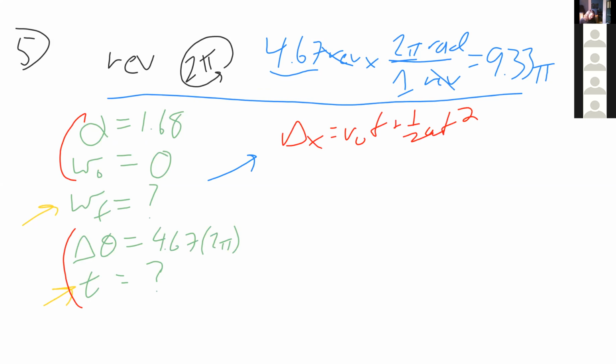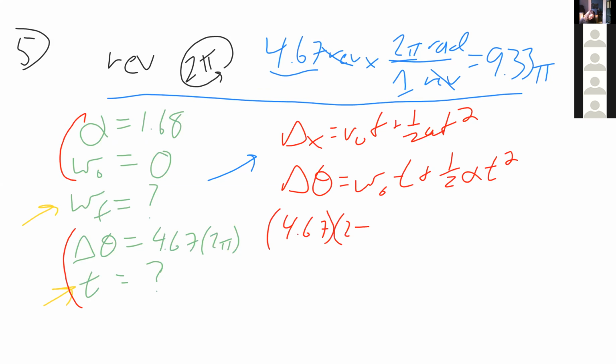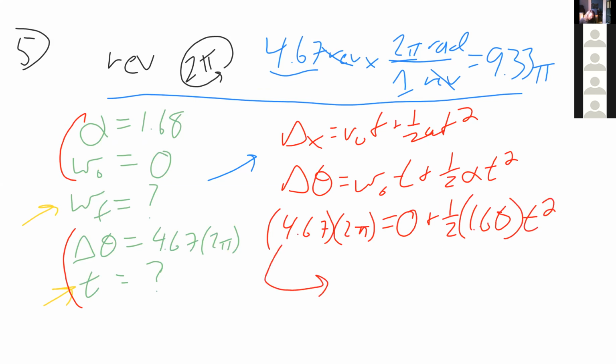Just go ahead and translate your quantities. That'll be delta theta is equal to omega initial times time plus 1/2 acceleration times time squared, 1/2 alpha. All right, so my delta theta is 4.67 times 2 pi. My omega initial is 0, so this first term is 0, plus 1/2 times my alpha of 1.68 times t squared. Notice t is the only unknown here. Be careful with your calculator work. For my values here, my time would be 5.91 seconds.